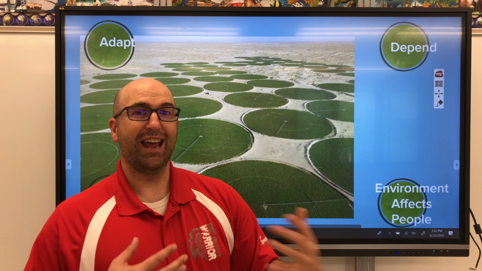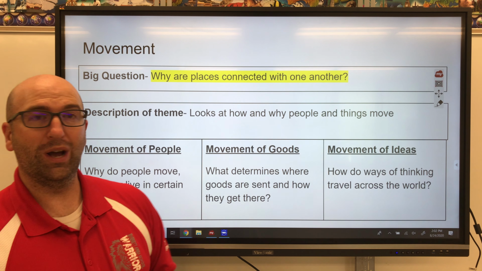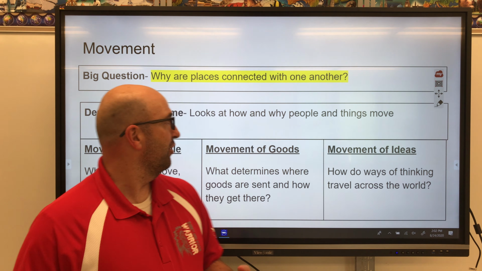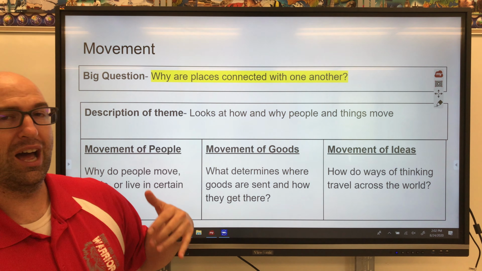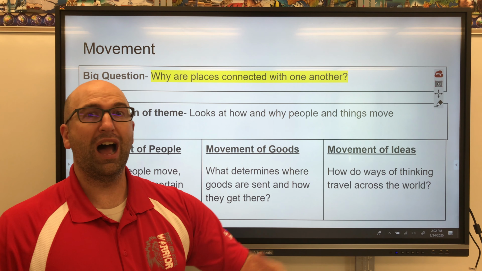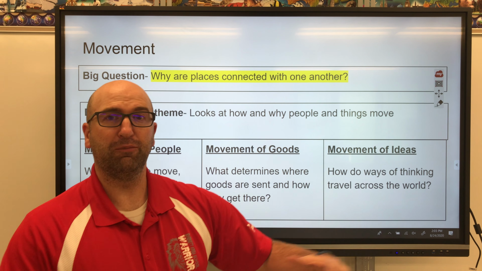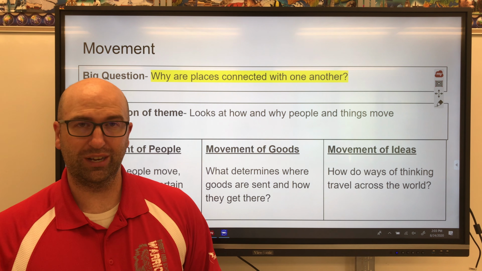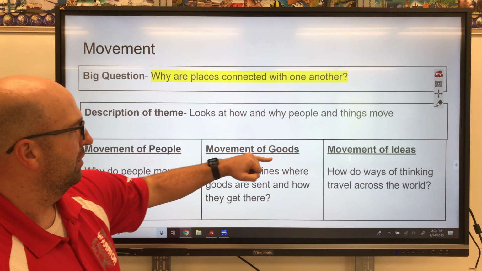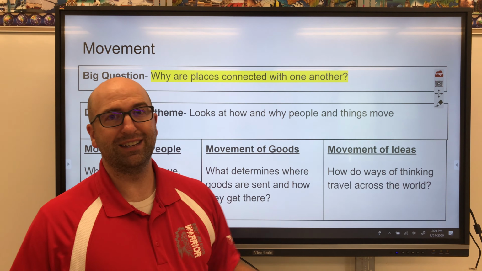Let's go to our next theme, which is movement. And our big question is, why are places connected with one another? So it looks at how and why people and things move. How do they get there? Why do they move? Why do groups of people settle in certain areas? So we're looking at either the movement of people, movement of goods, or movement of ideas.